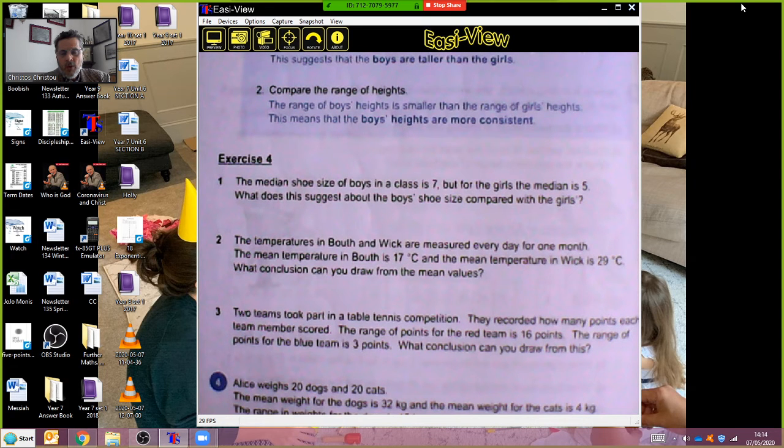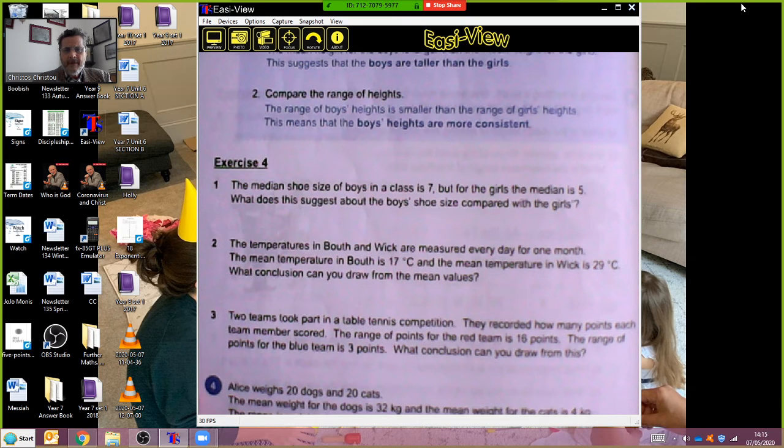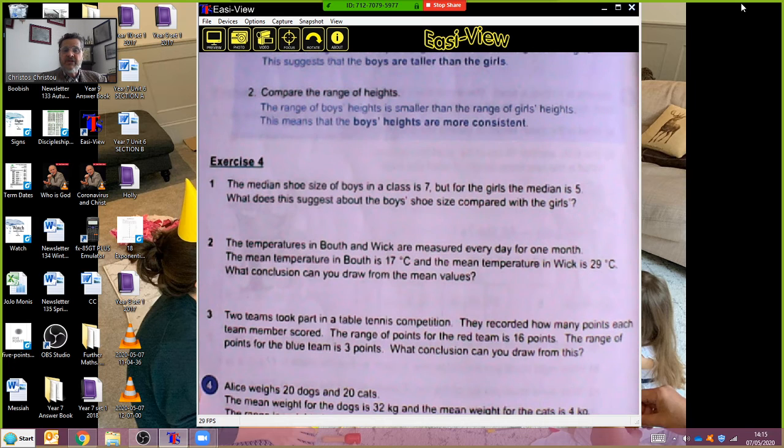The median shoe size of boys in a class is 7, but for girls the median is 5. What does this suggest about the boys' shoe size? Well, boys have bigger shoe sizes on average. Does it mention the range there in question 1? So we don't know how consistent those shoe sizes are for the boys. We don't know how consistent those shoe sizes are for the girls.